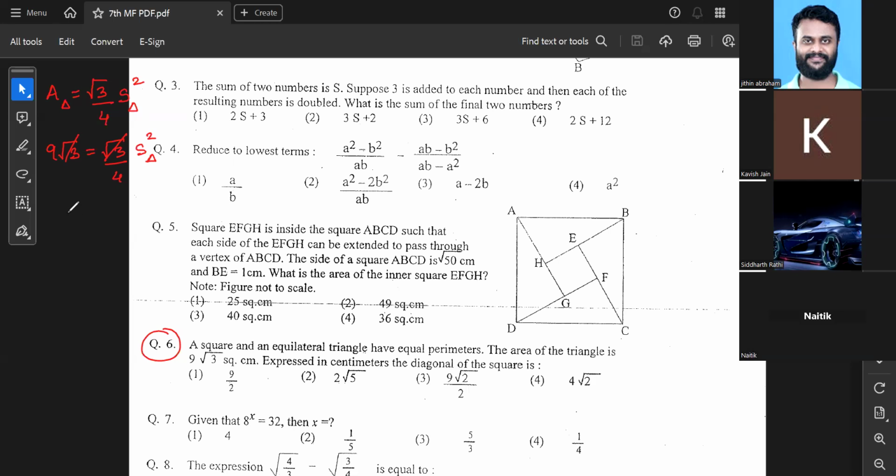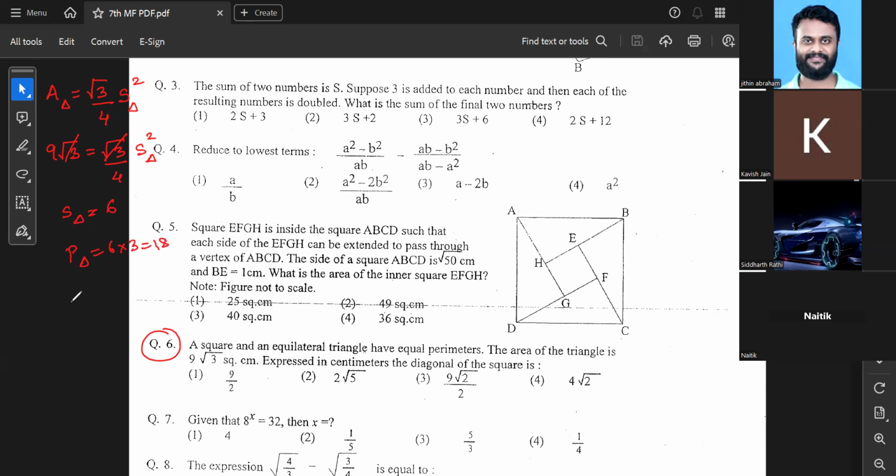Is the side 6? Yes, the side is 6. When I take 4 to the other side, it becomes 9 into 4, 36, so the side of the triangle is 6. Now, since the side of the triangle is 6, the perimeter of the triangle will be 18. I'll write 6 into 3, 18, so that there is no confusion.